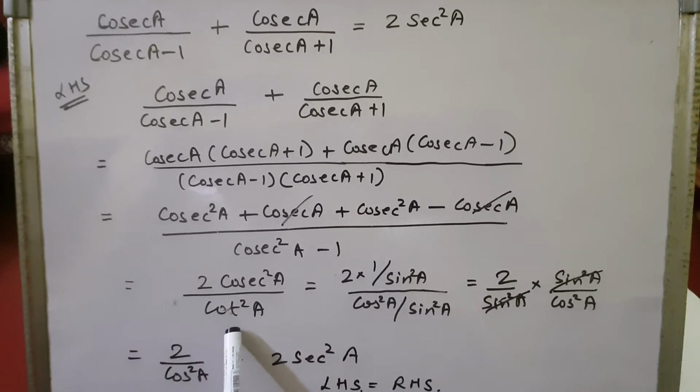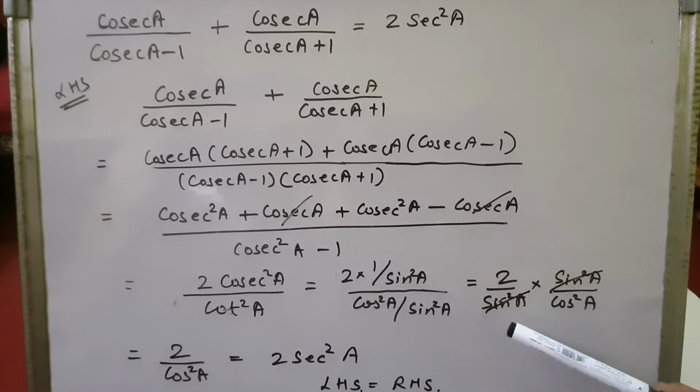When we convert this into sine and cos, in the numerator cosec square a can be written as 1 upon sine square a, and in the denominator cot square a can be written as cos square a upon sine square a. Right children? And we know that when we have a fraction in the denominator, the term will get reciprocal. That means cos square a upon sine square a will become sine square a upon cos square a.